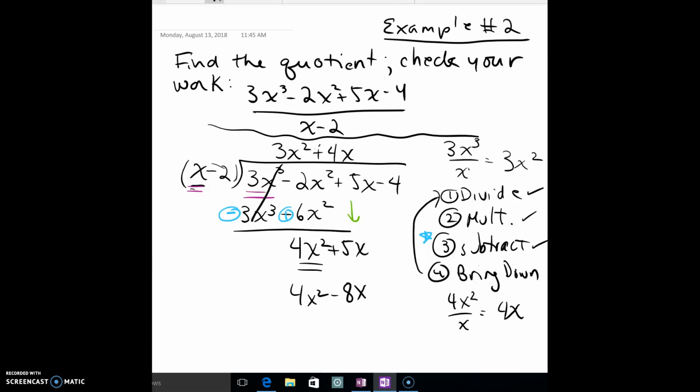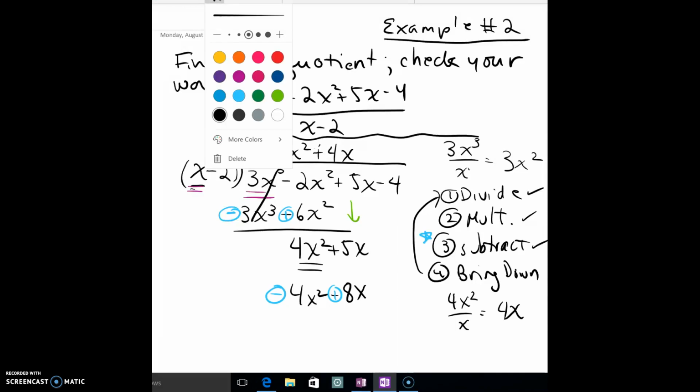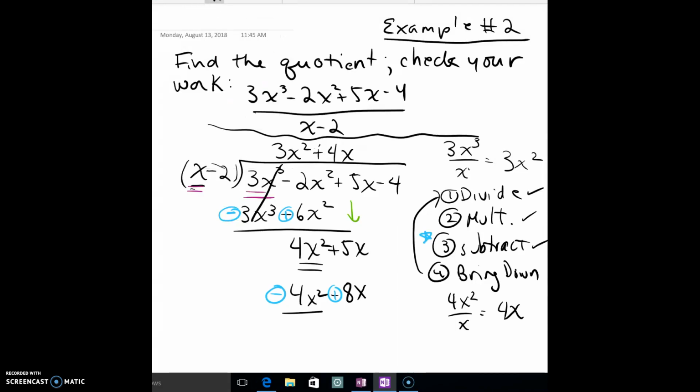Remember that subtraction is the same thing as changing sign. So this is plus 4x squared. It's not going to become minus 4x squared. This is minus 8x. It's going to become plus 8x. These guys cancel each other out, and 5x plus 8x is 13x. And then the last step, when we're done with subtracting, is to bring down. I'm going to bring down my next term, which is a minus 4. We're going to continue to do this.